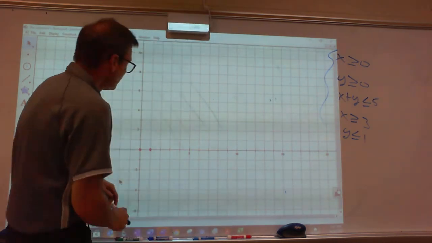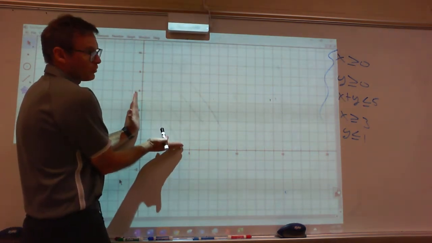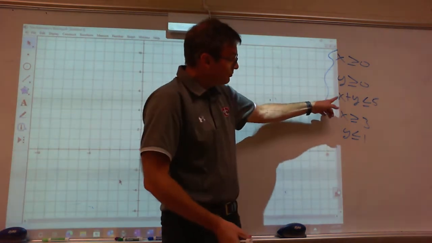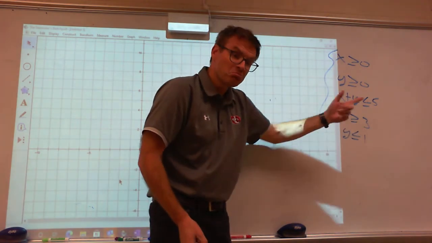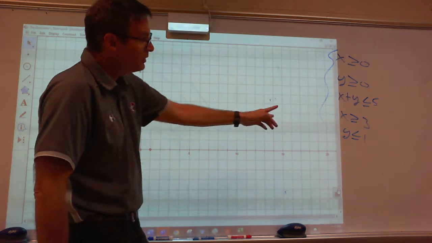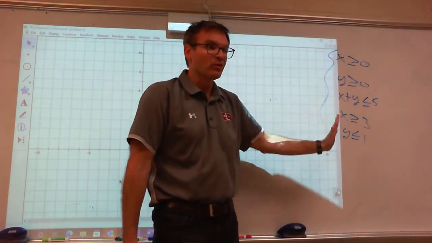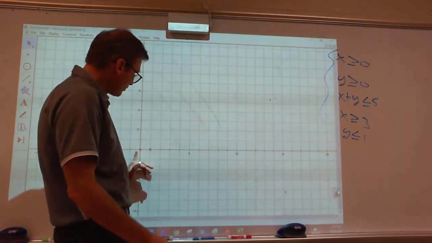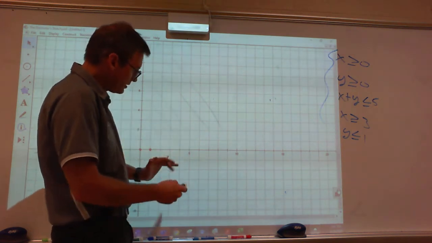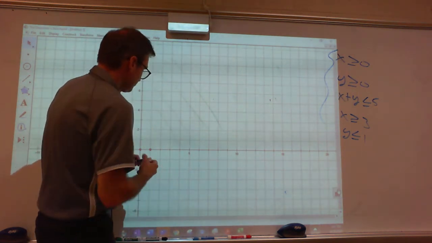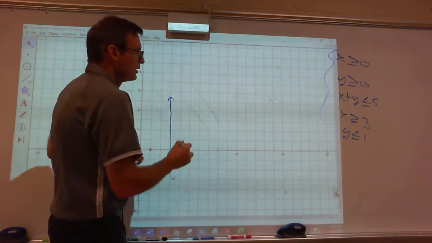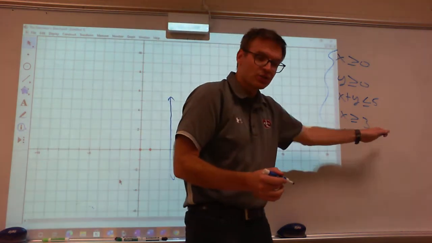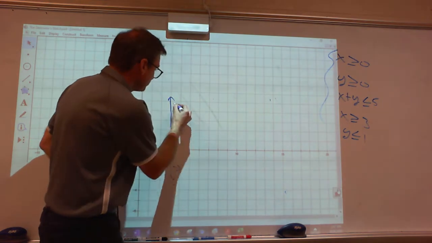All right. So we're dealing with our first quadrant. Now, if I talk about x is greater than 3, anytime you see x equals, that's a vertical line. So if I'm at 3, 1, 2, 3, that's a vertical line at 3. And this says I'm shading to the right, so I'm going this way.